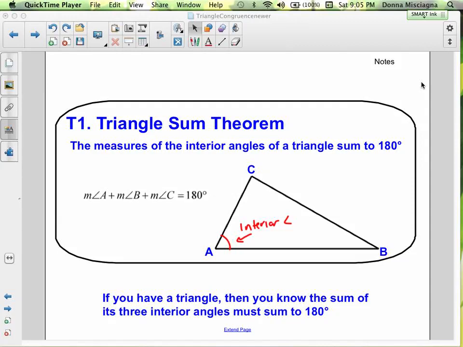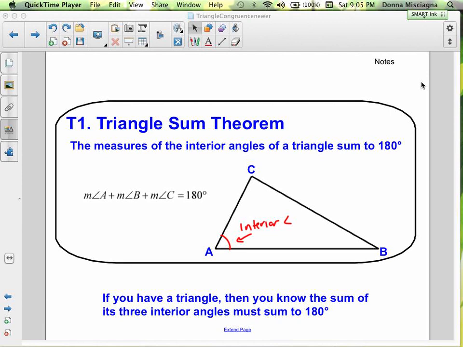Welcome back. So now we're going to learn two triangle theorems that are going to help us as we solve congruence problems and as we solve other kinds of problems as well. The first one is triangle sum theorem. By the way, this one is in your notes. So triangle sum theorem: the measure of the interior angles of a triangle sum to 180 degrees.